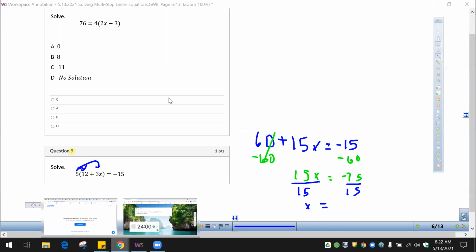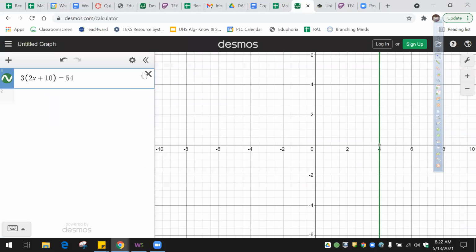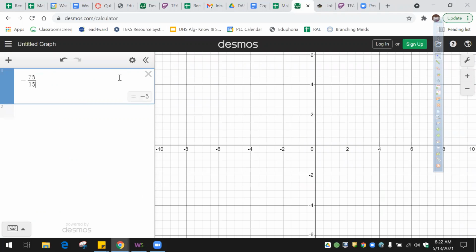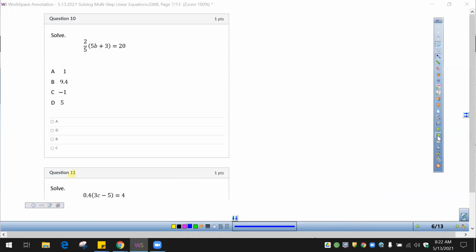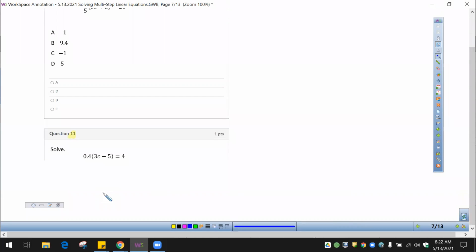So let's type that into Desmos. So you get negative 75 divided by 15, you get negative 5. All right, and that's the number that you would type in on that free response one. All right, same thing on 11.